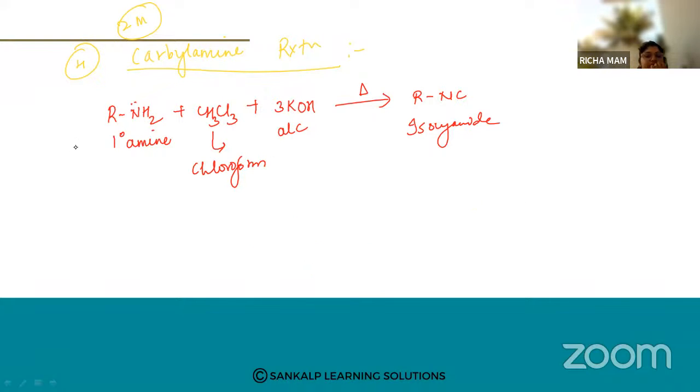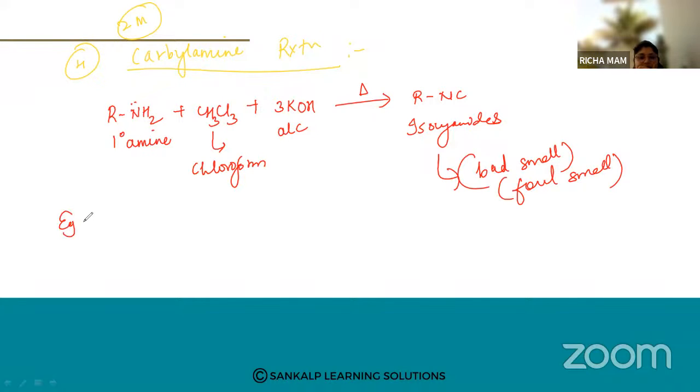So what we are going to do is take the primary amine and heat it with the mixture of chloroform and alcoholic KOH, and we get isocyanides. These isocyanides will have a very bad smell, a foul smell.